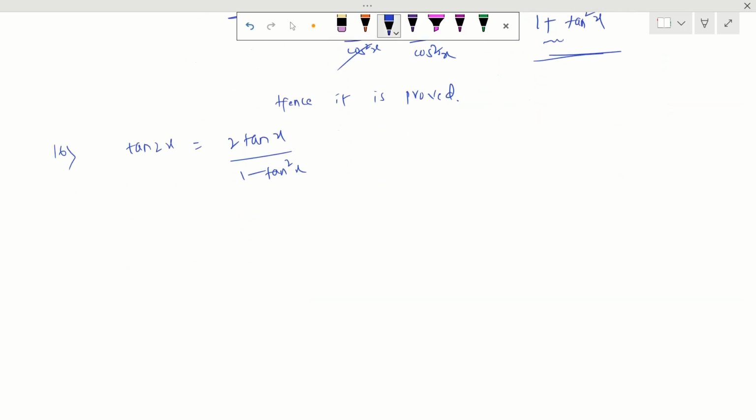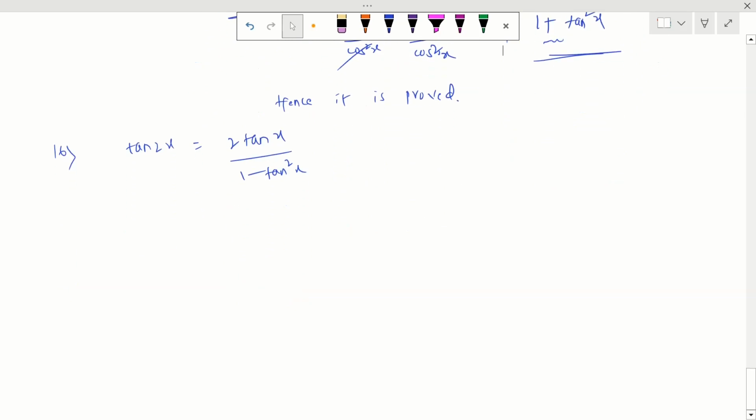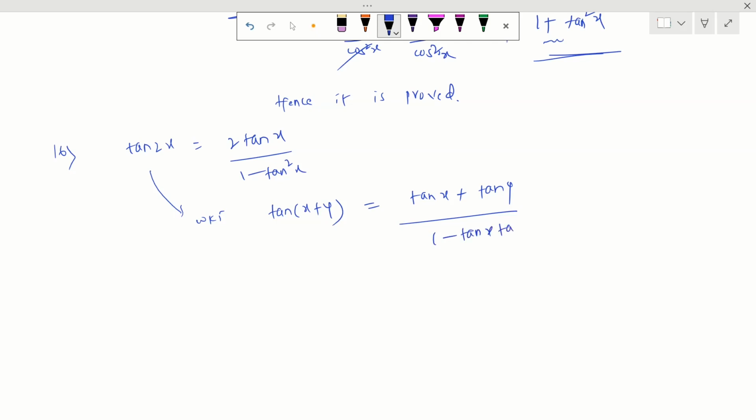You just understand the difference here: 1 plus was there earlier and here it is 1 minus. This one we need to prove. How? We know tan of x plus y, as previously derived. Tan of x plus y is tan x plus tan y divided by 1 minus tan x tan y. This one we know as previously derived, right?